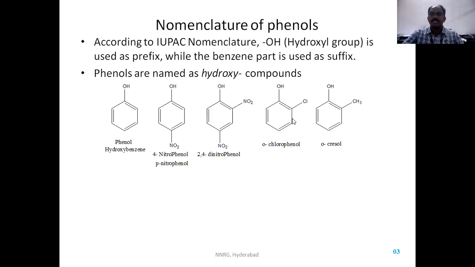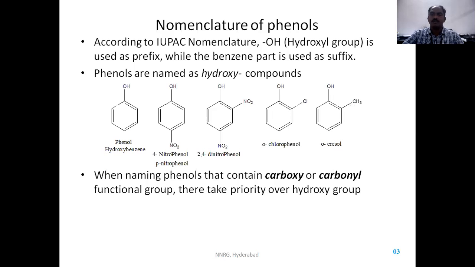So here this is a chlorophenol, or 2-chlorophenol, or ortho-chlorophenol. This molecule is ortho-methylphenol, commonly called cresol. There are some common names for molecules. A compound containing a hydroxy group and a methyl group on the aromatic ring, we call it ortho-cresol. If they are at the meta position, we call it meta-cresol. Para position, we call it para-cresol.